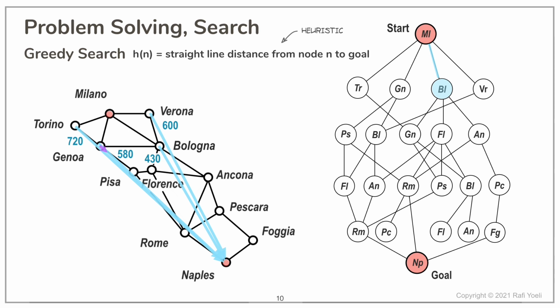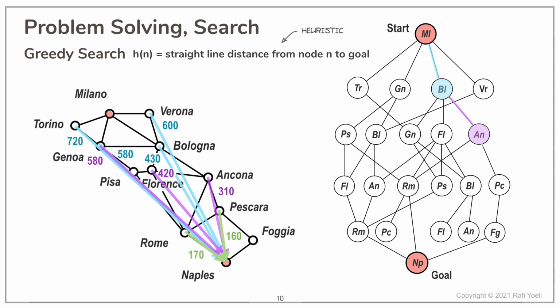These are Ancona and Florence. Bologna to Ancona, h of Ancona equals 310 kilometers. Bologna to Florence, h of Florence equals 420 kilometers. Ancona is the lower cost, so we choose Ancona. From Ancona we have two possibilities. Ancona to Pescara, h of Pescara equals 160 kilometers. Ancona to Rome, h of Rome equals 170 kilometers.